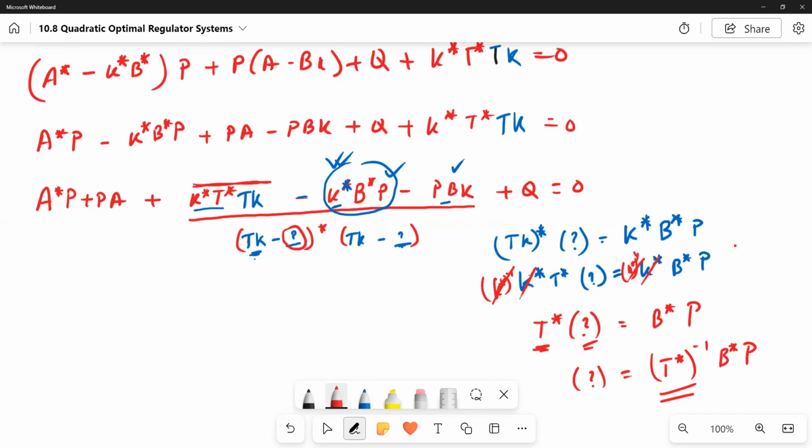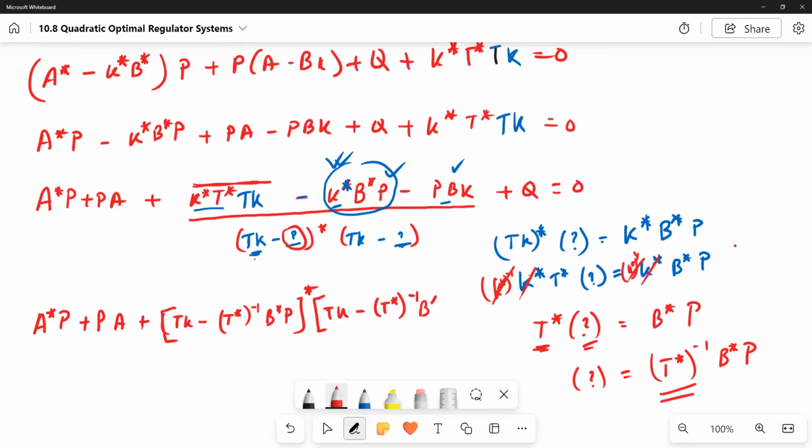So basically, we have already figured out what this parameter should be. So we can write this equation as A star P plus PA plus a product of (TK minus T star inverse B star P) multiplied with, oh, don't forget the star, then (TK minus the same parameter T star inverse B star P).